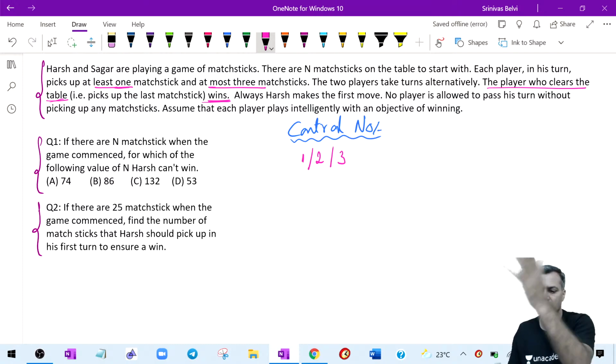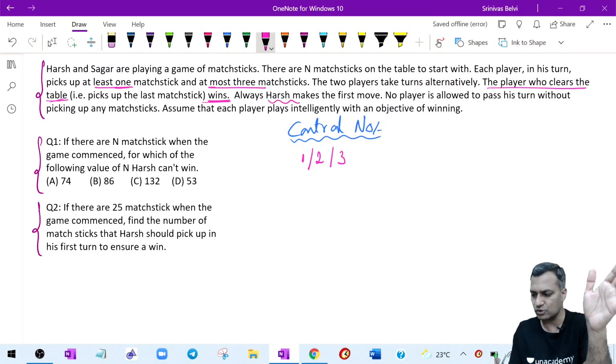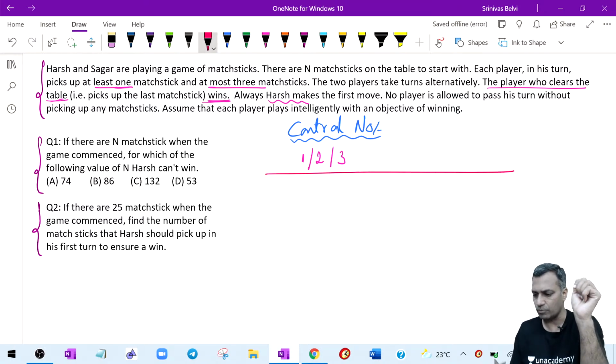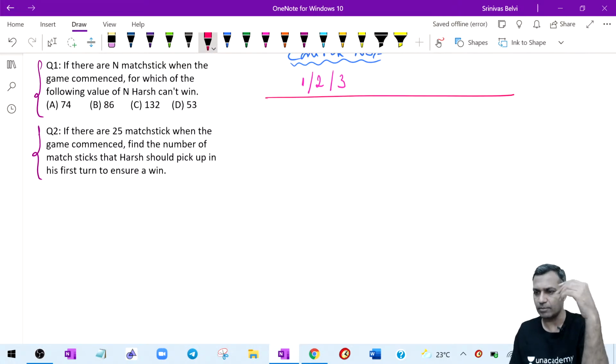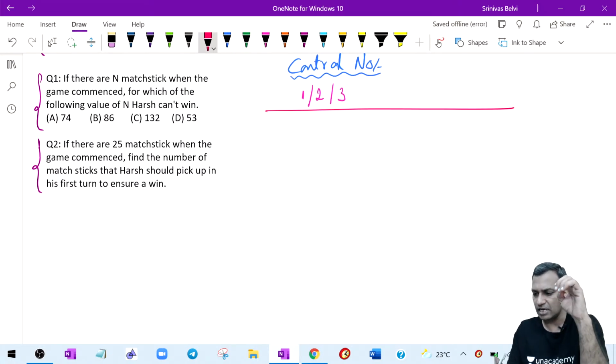And hence the question comes: who is the first person to start? Harsh is the first person to make the move. Both are playing very intelligently, both are very smart creatures. Now let's develop that thought. Let's hold these numbers and establish the understanding. What is a control number? What do we mean by that particular phrase?